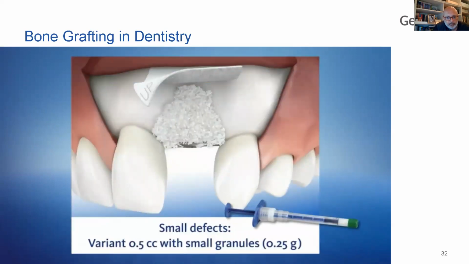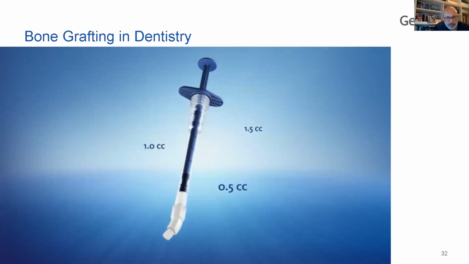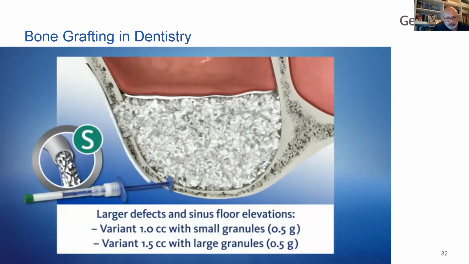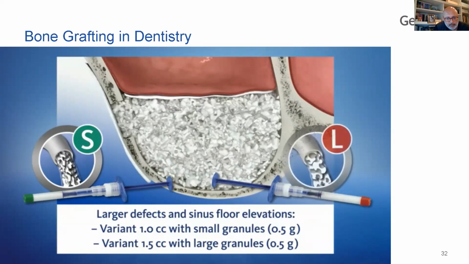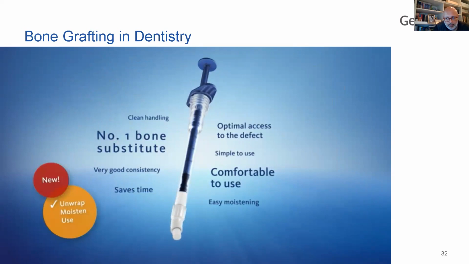The 0.5 cc variant with small granules for small defects, and for larger defects as well as sinus floor elevations, the 1.0 cc variant with small granules or the 1.5 cc variant with large granules. Depending on the size of the defect, more than one Geistlich BioOs pen might be necessary. Geistlich BioOs pen: unwrap, moisten, use.